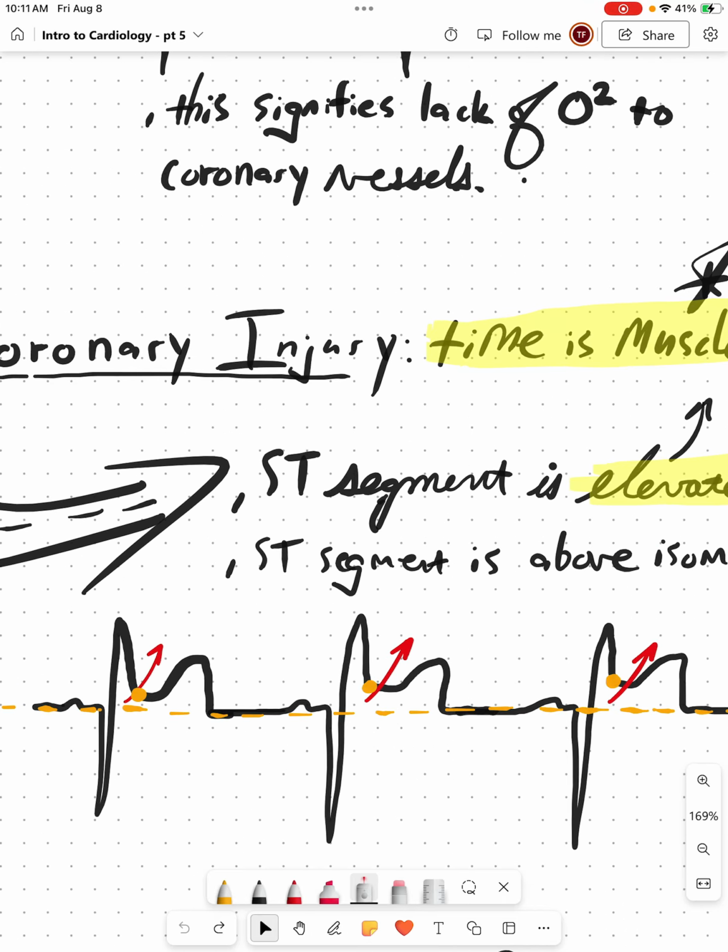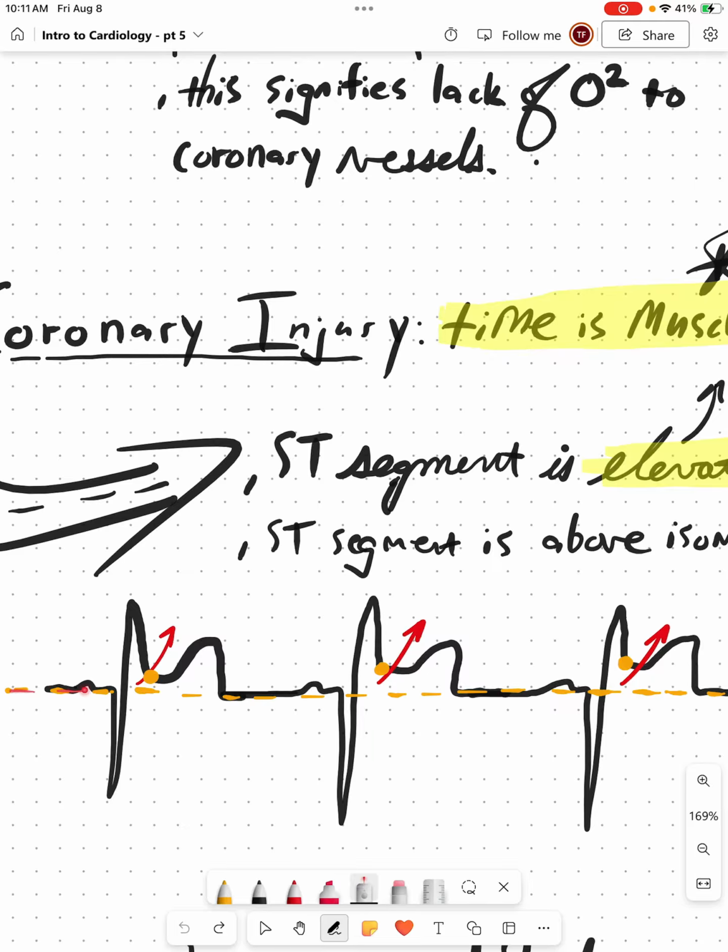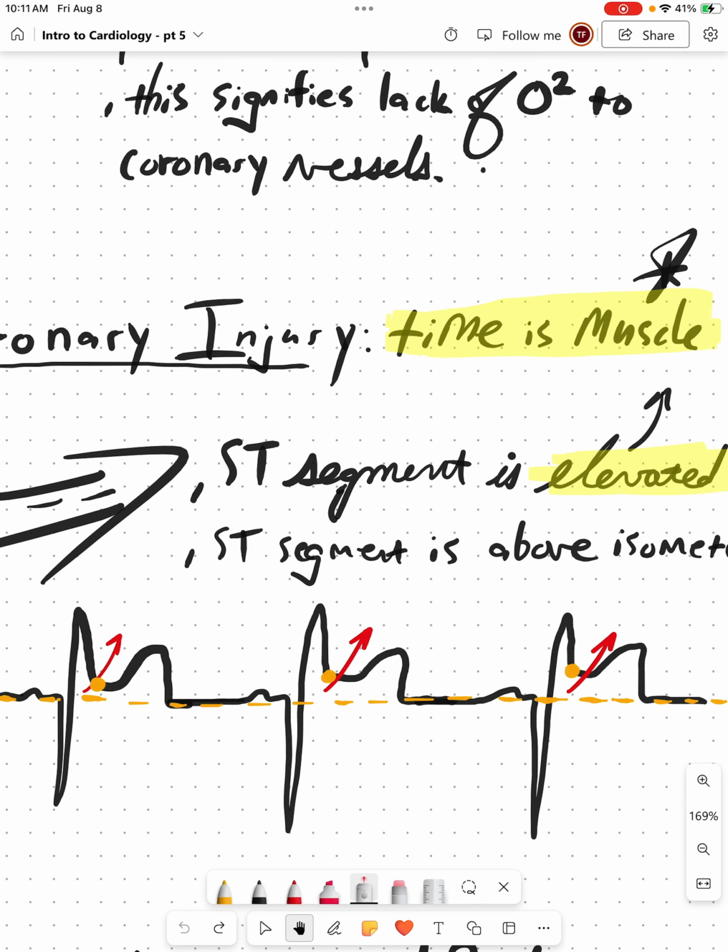So here, let's go in here. I have in yellow, that yellow dotted line is that isometric line. See the very beginning of my P wave, very beginning of my P wave. There you go. And my J point is above there. So this is indicating coronary injury.